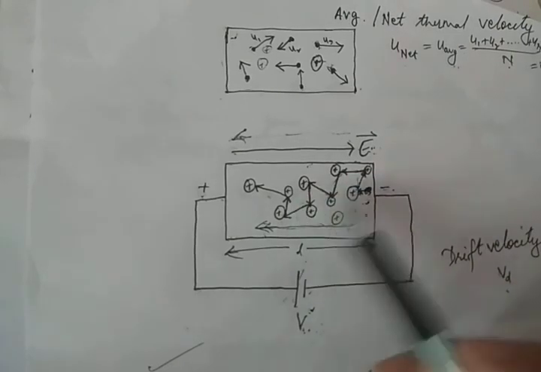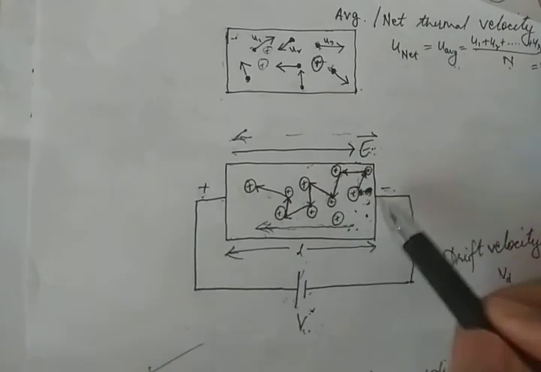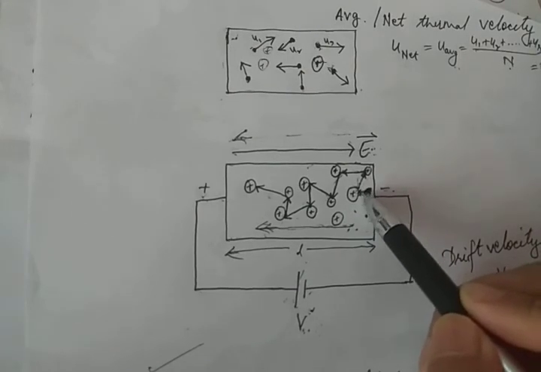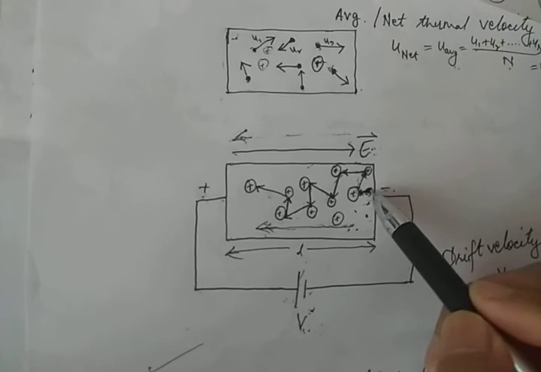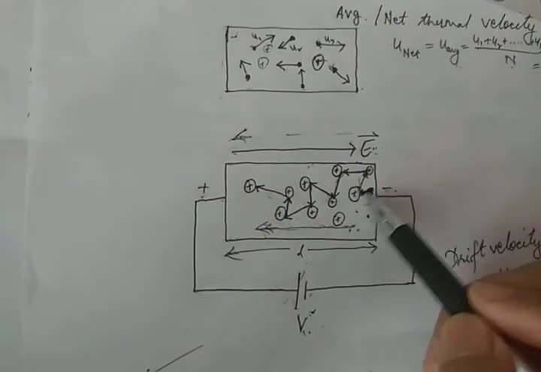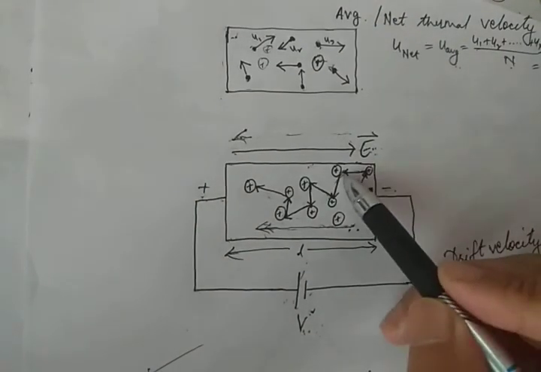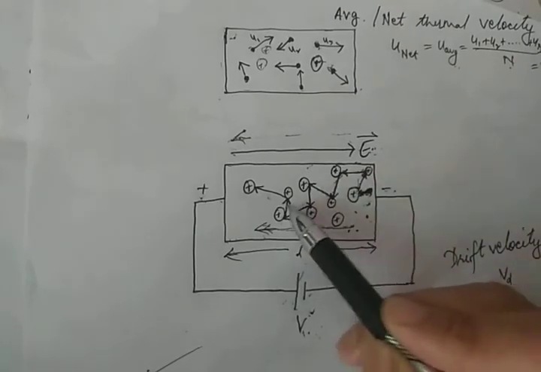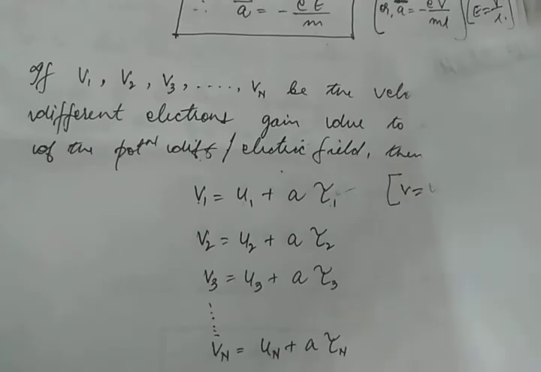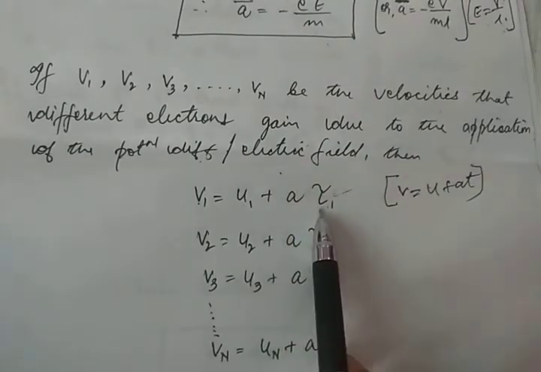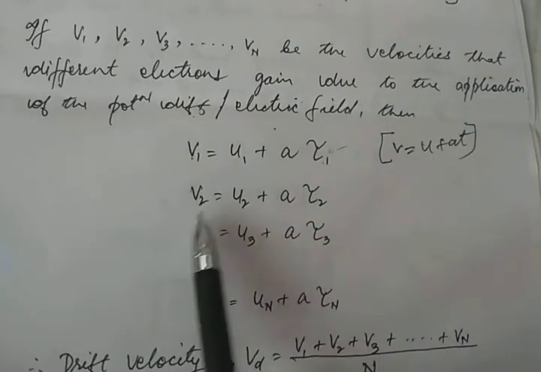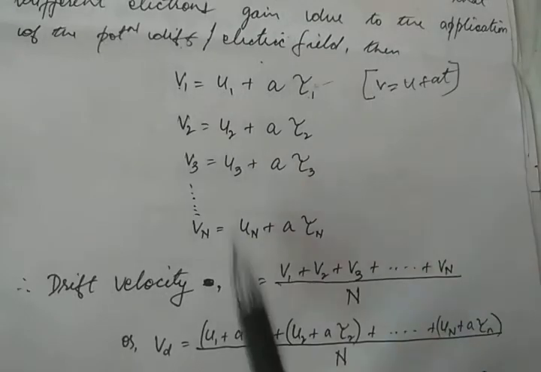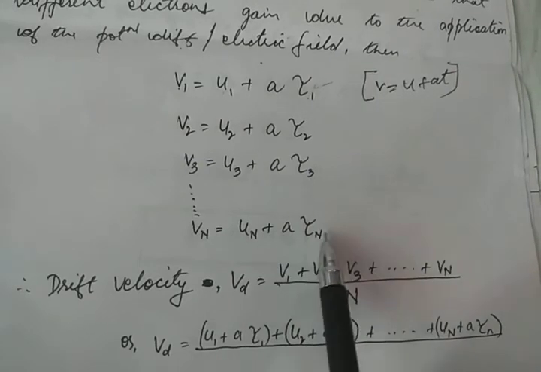Say, for example, the first electron started from here. You can see the distance it travels here is shorter, so the relaxation time should have been shorter here. But for all of these collisions, we are assuming that the relaxation time is the same, which is tau 1. Therefore v1 is u1 plus a tau 1. Likewise, for the second electron, v2 is u2 plus a tau 2, v3 is u3 plus a tau 3, and so on. Likewise, vn is un plus a tau n.